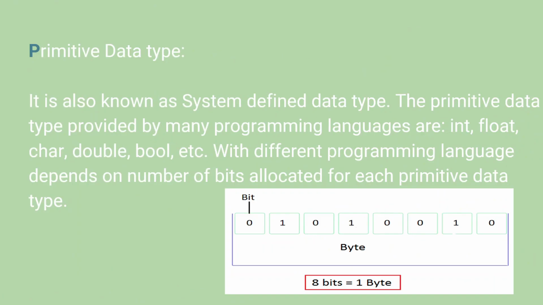So now the explanation of the primitive data type. What actually is it? It is known as the system defined data type. Primitive data types are provided by many programming languages, that are int, float, char, double, bool, etc. With different programming languages, it depends upon the number of bits allocated for each primitive data type. So here is an example for the primitive data type.